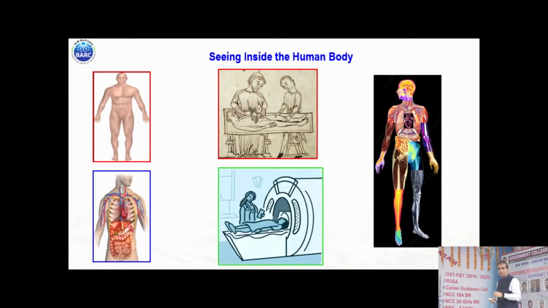Now, coming to why we need radiopharmaceuticals. When there is a malfunction in the human body, when a patient is complaining, doctors need to know why he or she is complaining, what is wrong inside. But unfortunately, our human body is opaque. You cannot see inside from the outside except for a few organs.